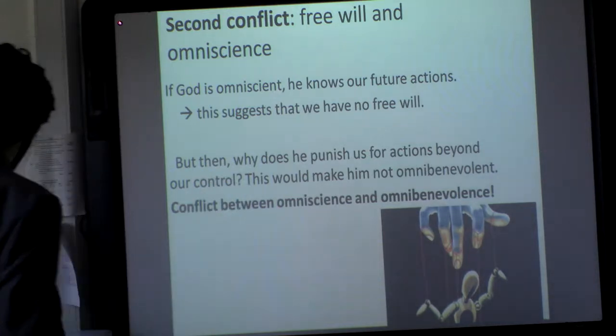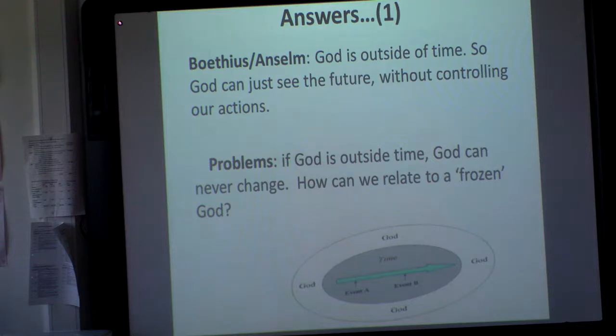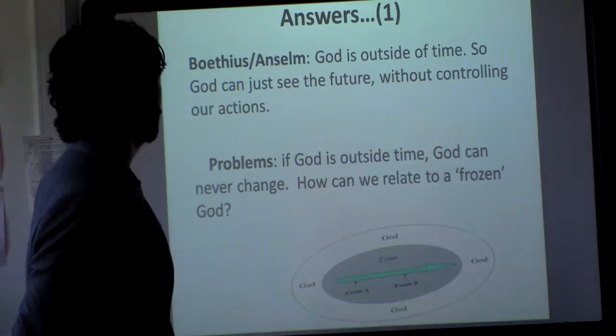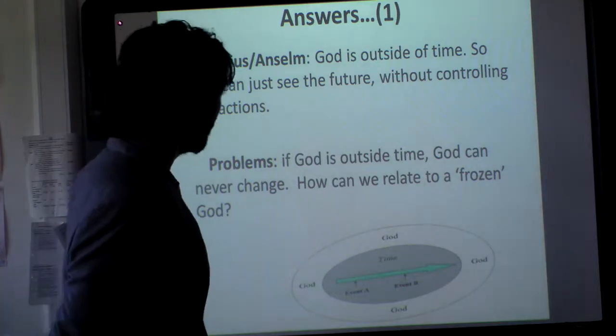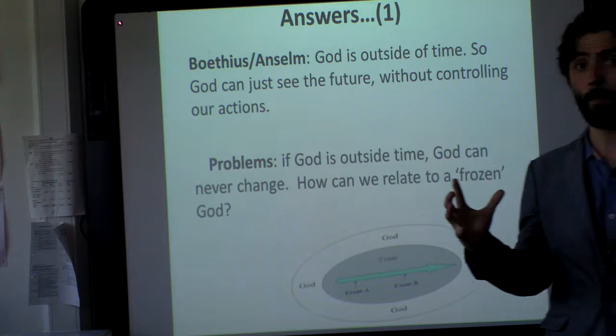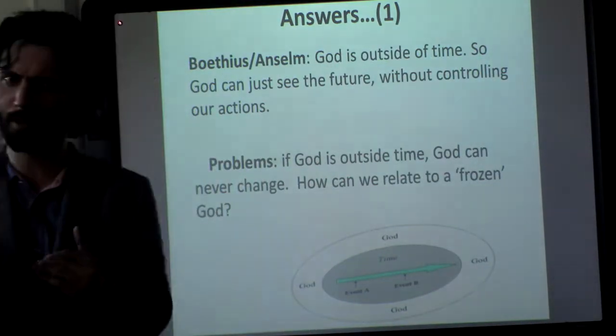Now, there have been solutions to this problem. We're going to look at two. The first one comes from Boethius and Anselm, two theist philosophers. And Boethius first and then Anselm are going to say that God is outside time. Now that's extremely difficult, if not impossible, to conceive of. God is outside of time.